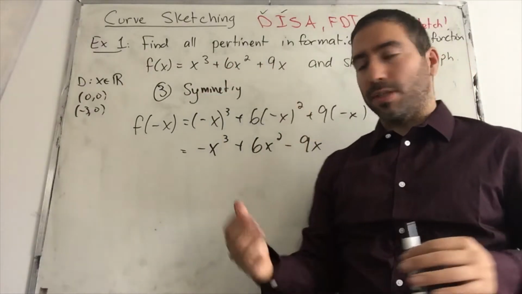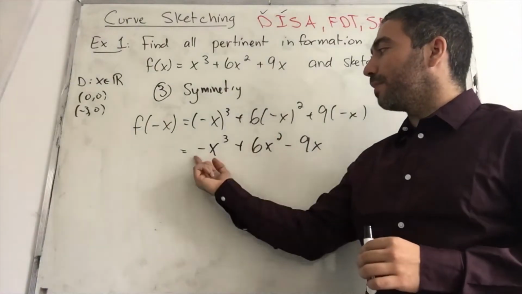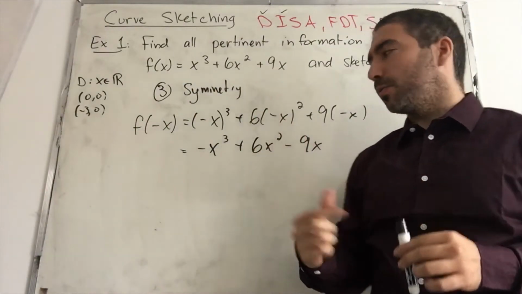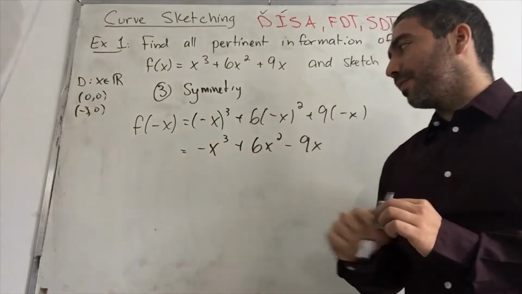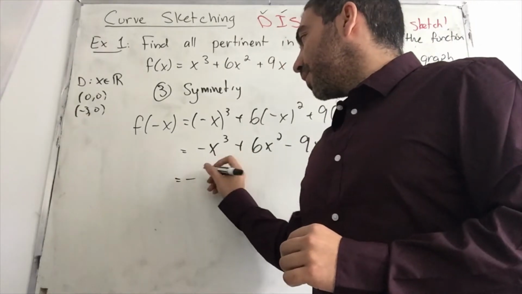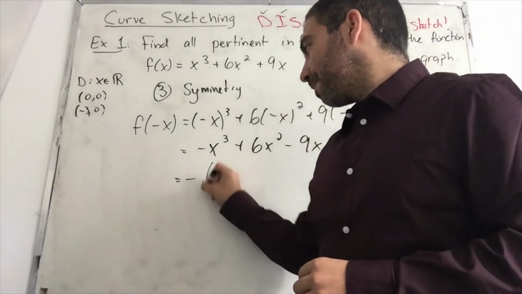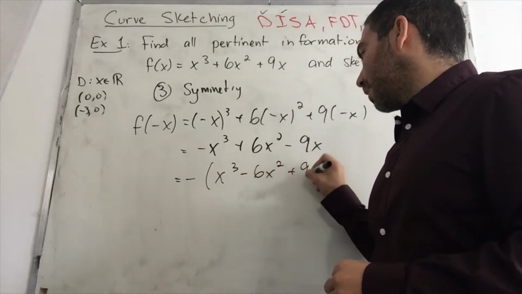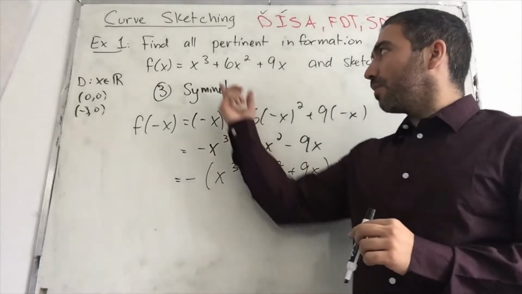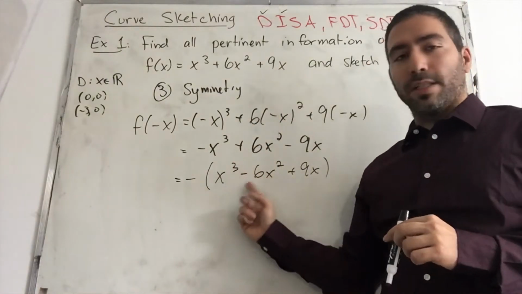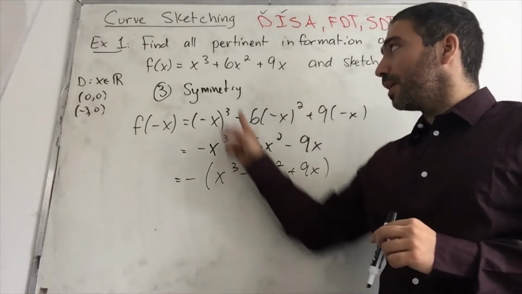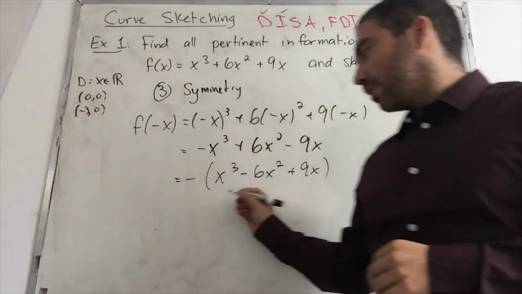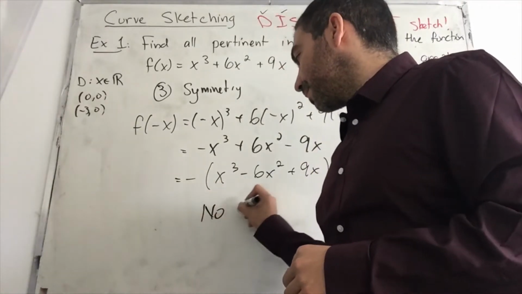So it's definitely not even, because it's not the exact same function that we started with. We have a negative here, here it's positive. We have a negative here, it's negative. But is it the negative of what we started with? Well, what we could do is factor out a negative. If we factor out a negative here, dividing everything by negative 1, we get x cubed minus 6x squared plus 9x. Is this the negative of what we started with? Well, no. Look at the negative 6x squared. Here it's positive 6x squared, so it's neither odd nor even. Okay, so there's no symmetry.